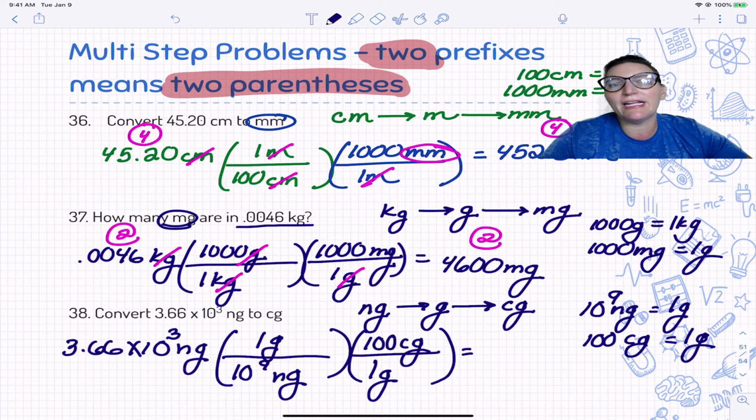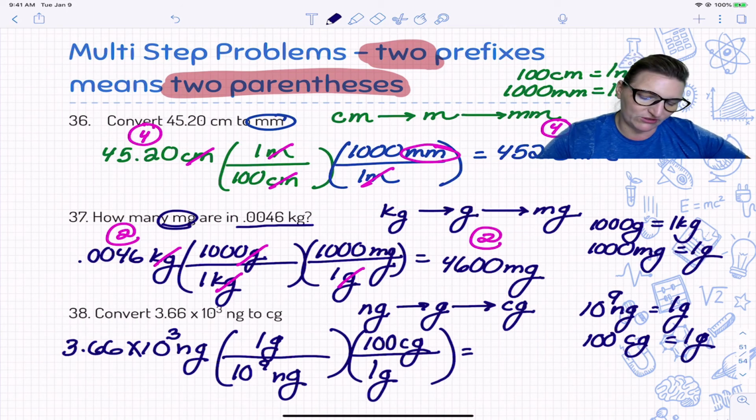Now, of course, there is a way to know how many nanograms are in a centigram. A nanogram is smaller than a centigram. A certain number of them will fit into 1 centigram. But that's just another thing for me to memorize. So this is how we can do these problems without that extra memorization.